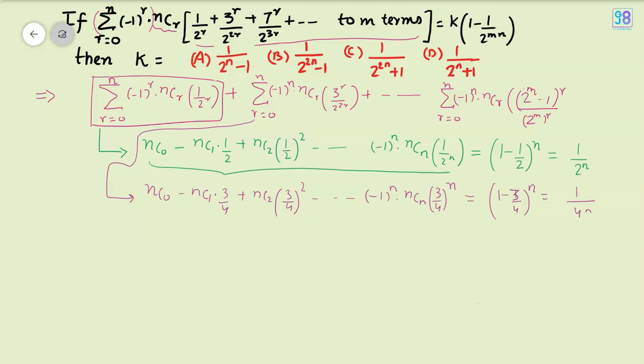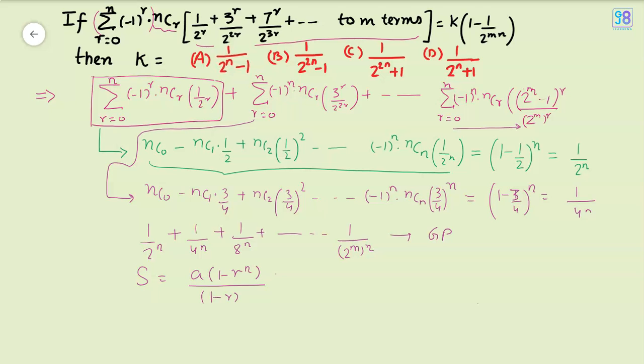In a similar way, if we expand the last term also in a similar fashion, you will find that this entire sum is essentially 1 over 2 to the power of n plus 1 over 4 to the power of n plus 1 over 8 to the power of n plus so on and so forth. The mth term in a similar way will be 1 over (2 to the power of m) whole to the power of n. Now this is a geometric progression. So if I were to write its sum, the sum will be given by a times (1 minus r to the power of n) over (1 minus r).